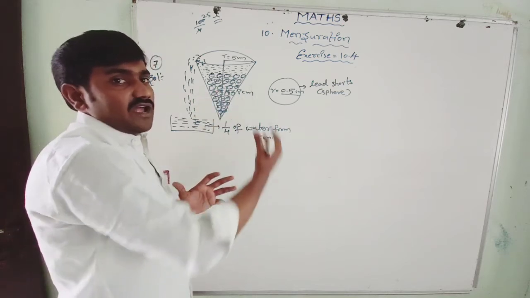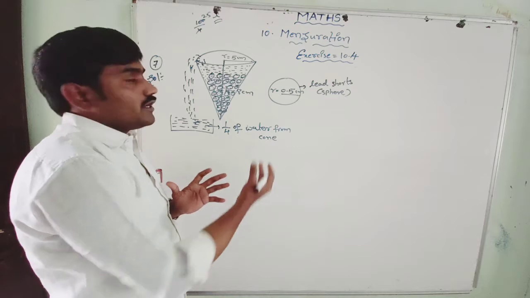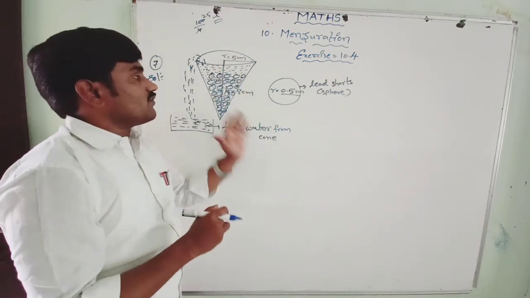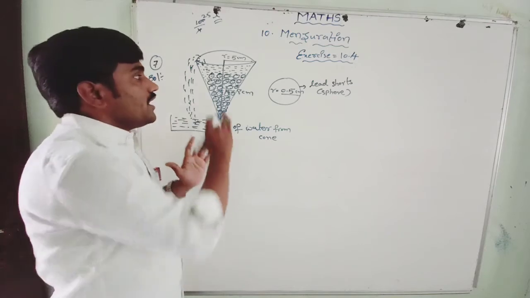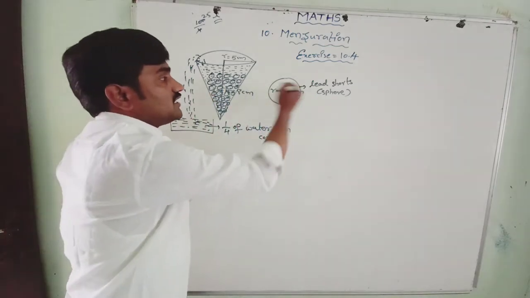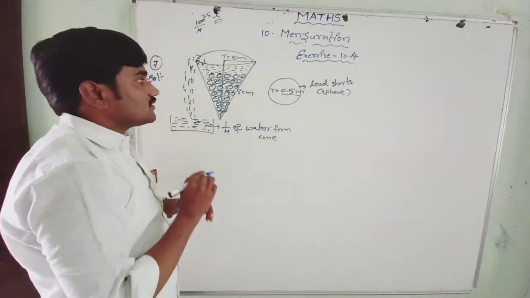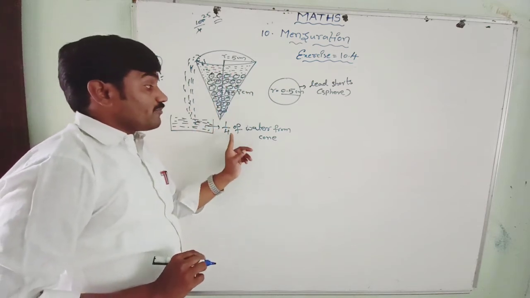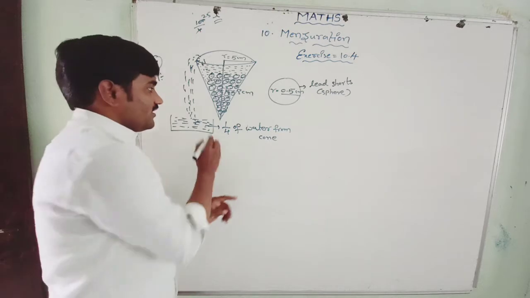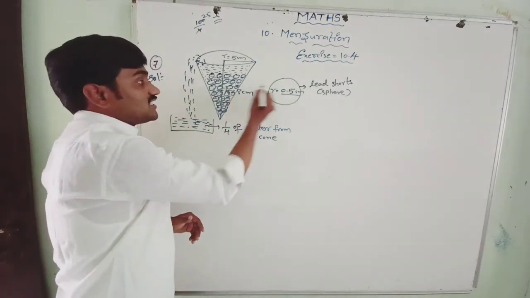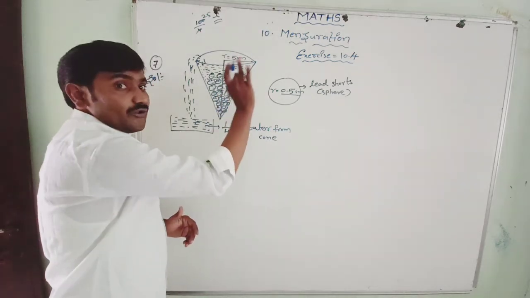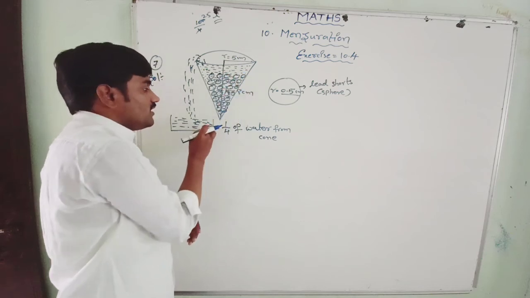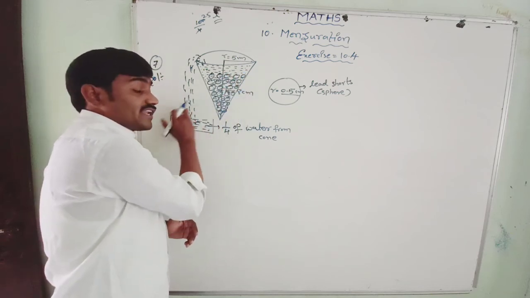N number of lead shots we have to put into this cone shape of vessel so that 1/4 of the water will come out. So here n into volume of the lead shot equal to 1/4 of the volume of the cone. The volume of n number of lead shots equals the volume of the water that came out.